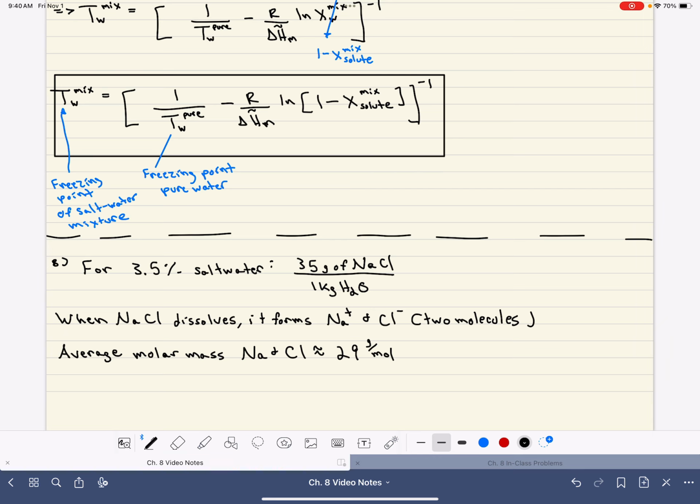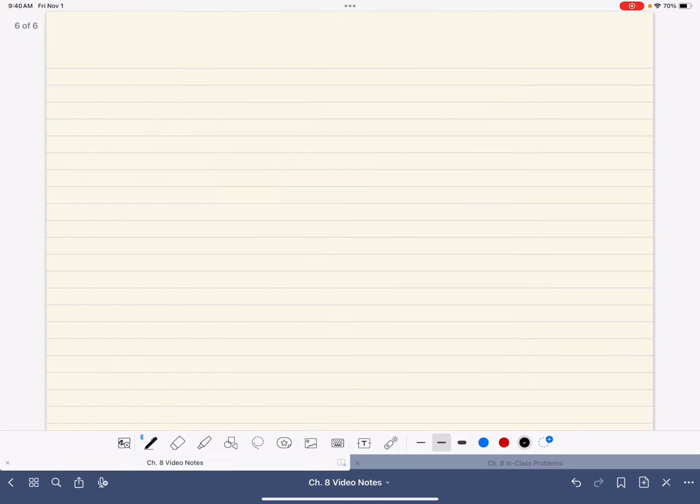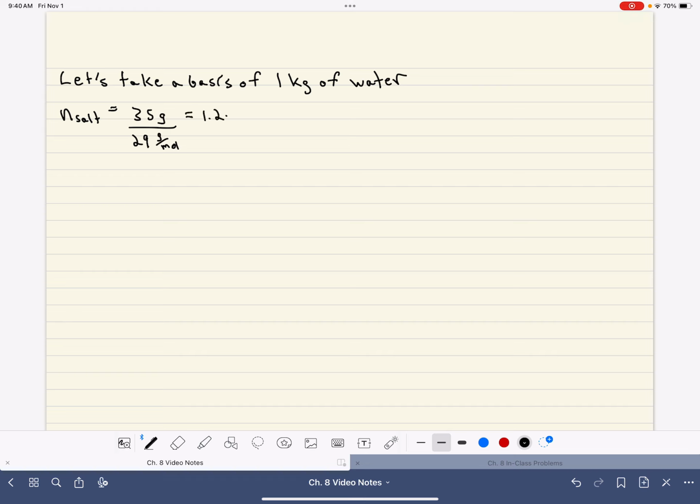But to do this calculation, we also need to take a basis, since we aren't really told an extensive amount of water. So let's just say we're taking a basis of 1 kilogram of water. So that means that we're dealing with 35 grams of salt. Okay? So to figure out the moles of salt we're dealing with, we have 35 grams divided by 29 grams per mole. So that means we have 1.2 moles of salt.